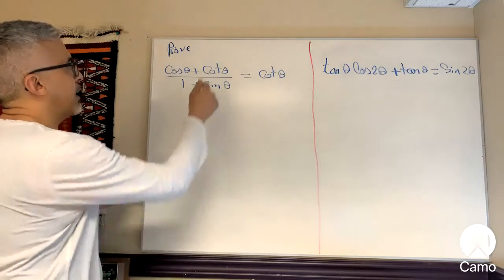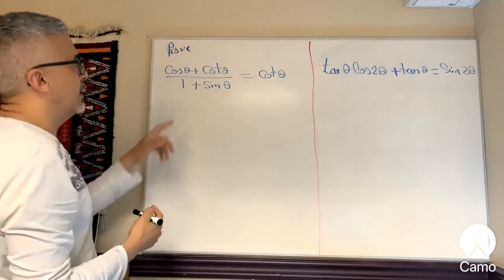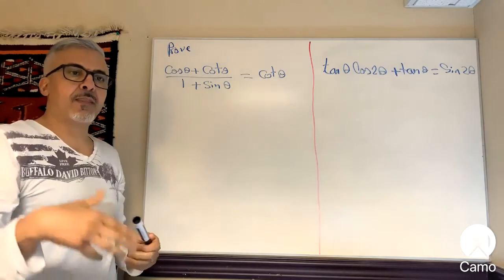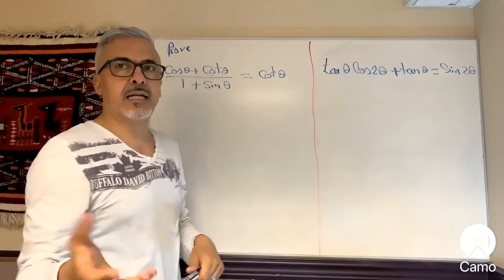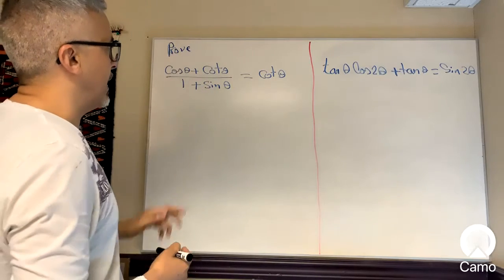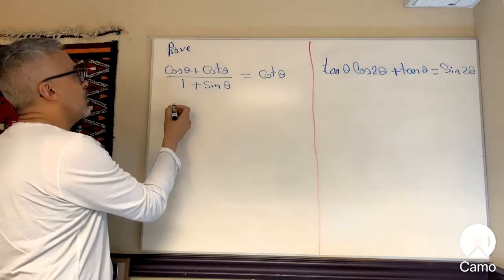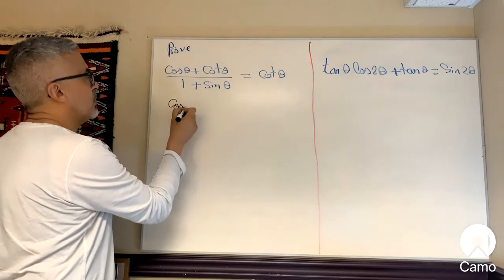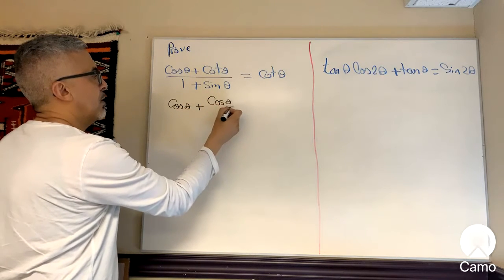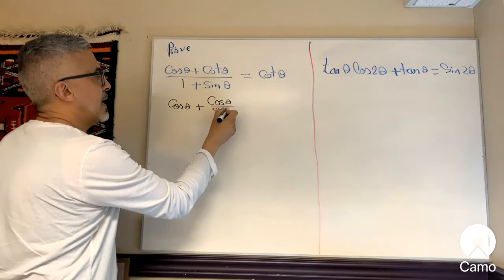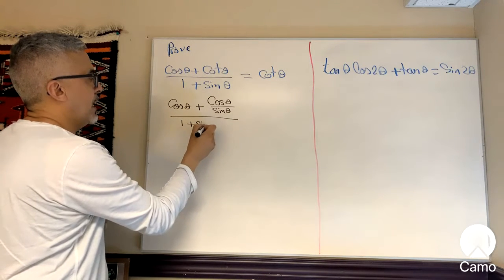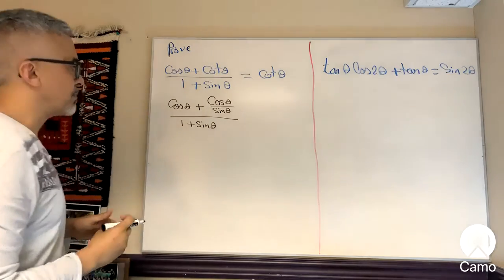And the only thing you could do right now is change that cotangent theta to cosine over sine. So you have your identity sheet. Some of you, they just give you your identity sheet. Some of you, you have to memorize them. But anyways, you could just look it up. Cotangent theta is cosine over sine. So we rewrite this as cos theta plus cosine theta over sine theta, all over 1 plus sine theta.